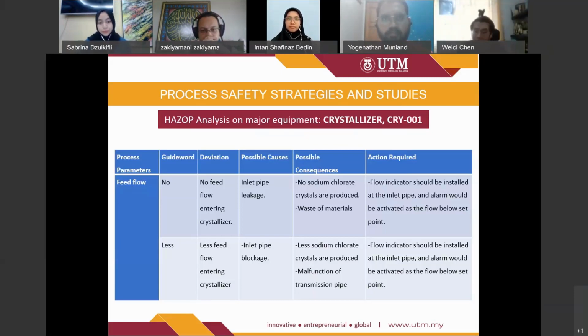Same goes to the less feed flow entering the crystallizer due to the inlet pipe blockage. We may have less sodium chlorate crystal produced. Same, we should install the flow indicator.